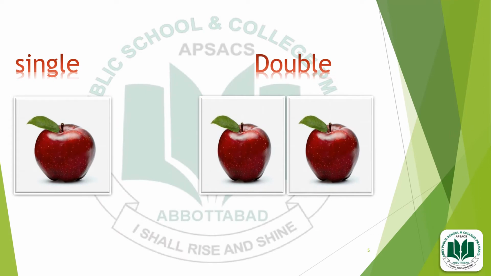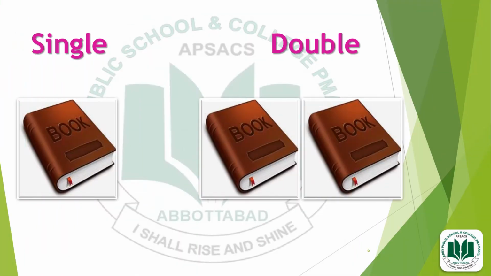Now, dear students, here are some examples for you. This is a single apple. And when we take 2 apples at a time, then it is called double. What is called double? Again, this is a single book, and here are the books double. When we take 2 books, then it is called double.